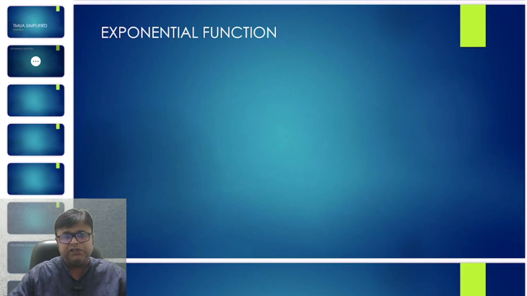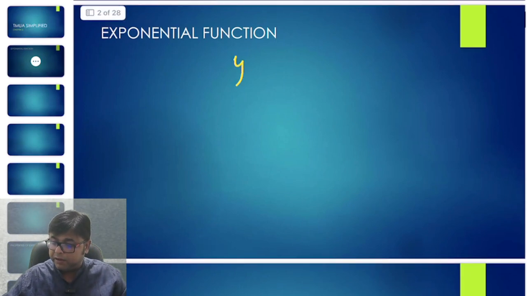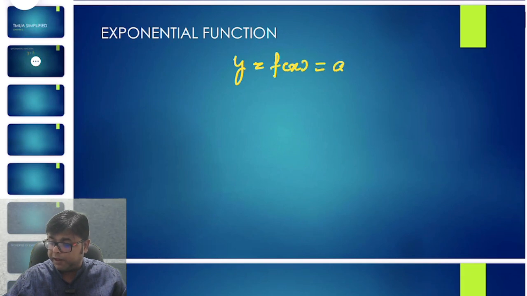Now, what is an exponential function? Exponential function is basically defined as y is equal to f(x) is equal to a to the power x. Now, here the difference is in most of the algebraic functions, we have a variable with a constant power. Here, a constant has a power which is a variable, which is x. So that's how we represent an exponential function.